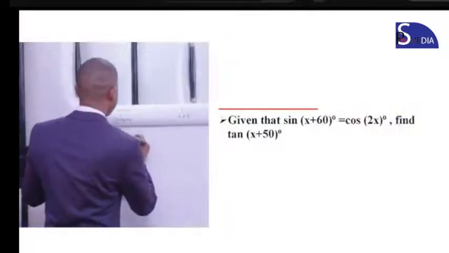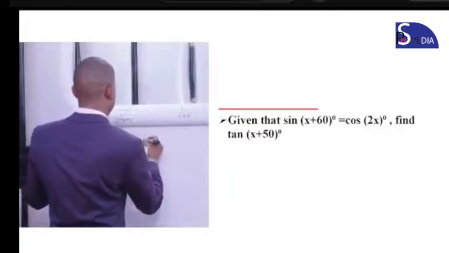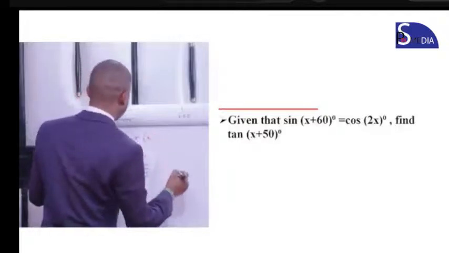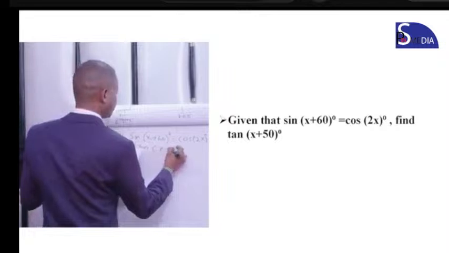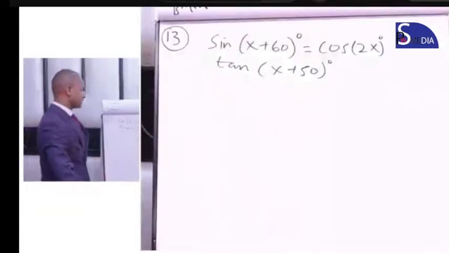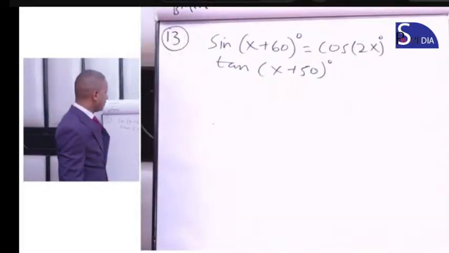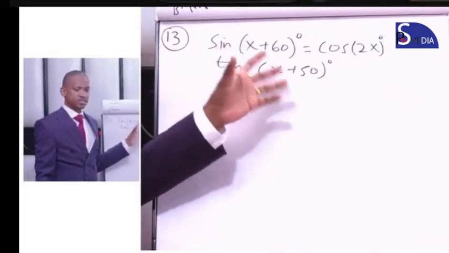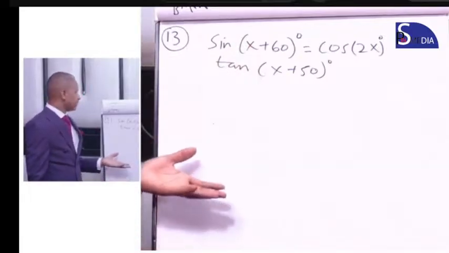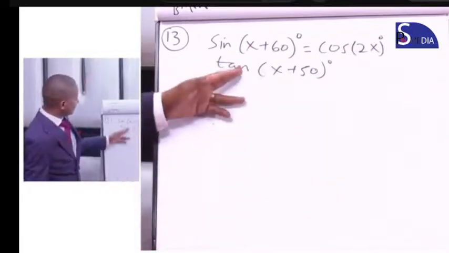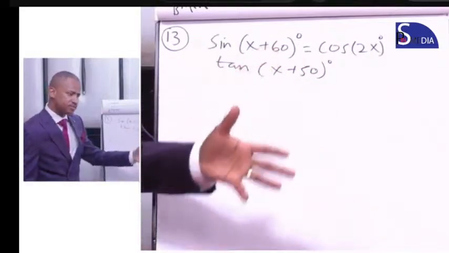Given that sine (x + 60) degrees equals cos (x + 50) degrees, find tan (x + 50). This is called sine, not sin. Class, I want to explore the different ways by which this can be set.